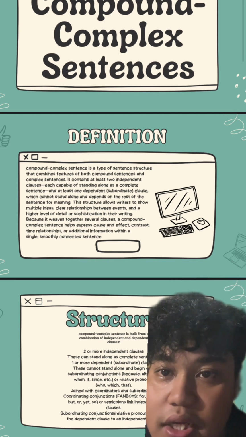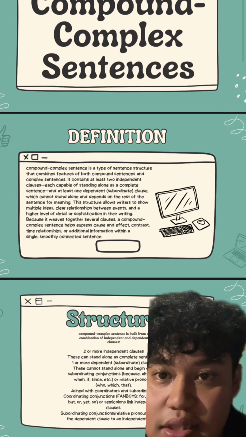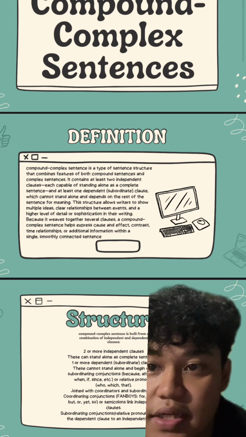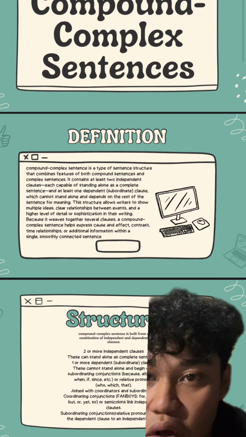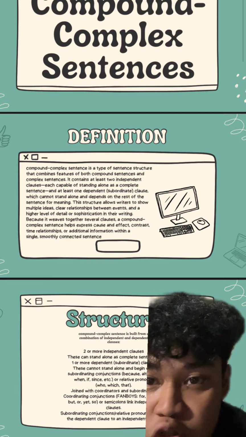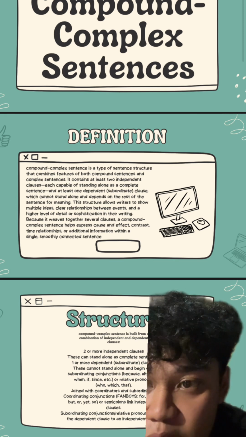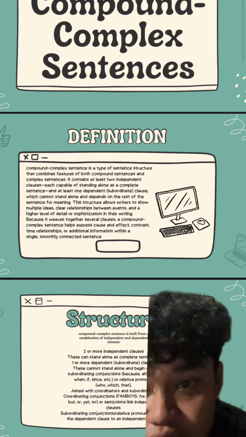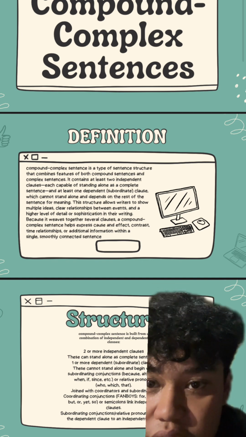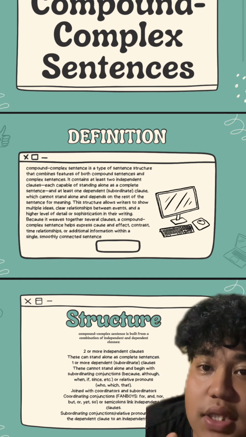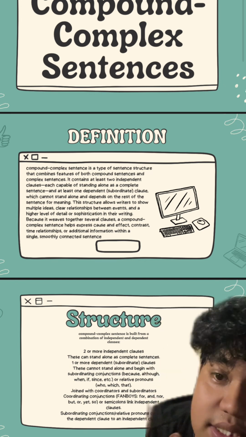Two or more independent clauses that can stand alone as a complete sentence. One or more dependent or subordinate clauses that cannot stand alone and begin with a subordinating conjunction, like because, although, when, if, since, or relative pronouns who, which, that.